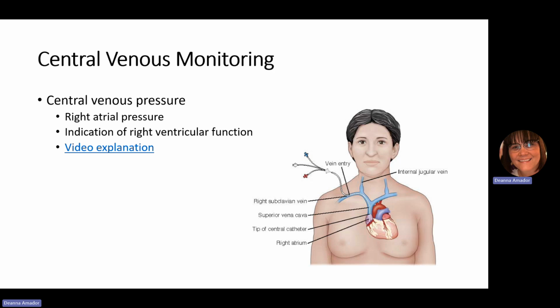How much volume is in the right side of your ventricle there. So CVP is a measurement of preload. It reflects the amount of blood returning to the heart. So just think your right atrium, right ventricle, and that has to do with your CVP and preload.